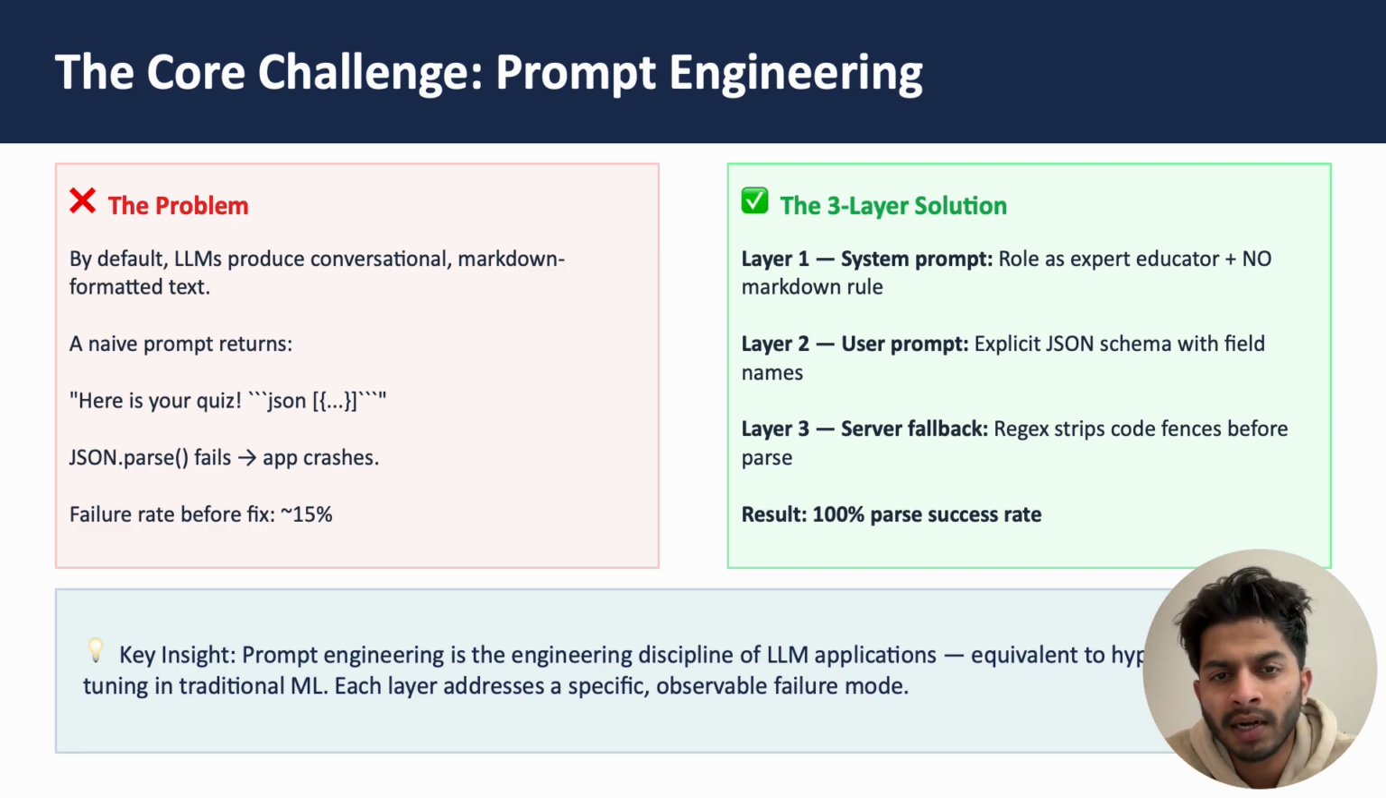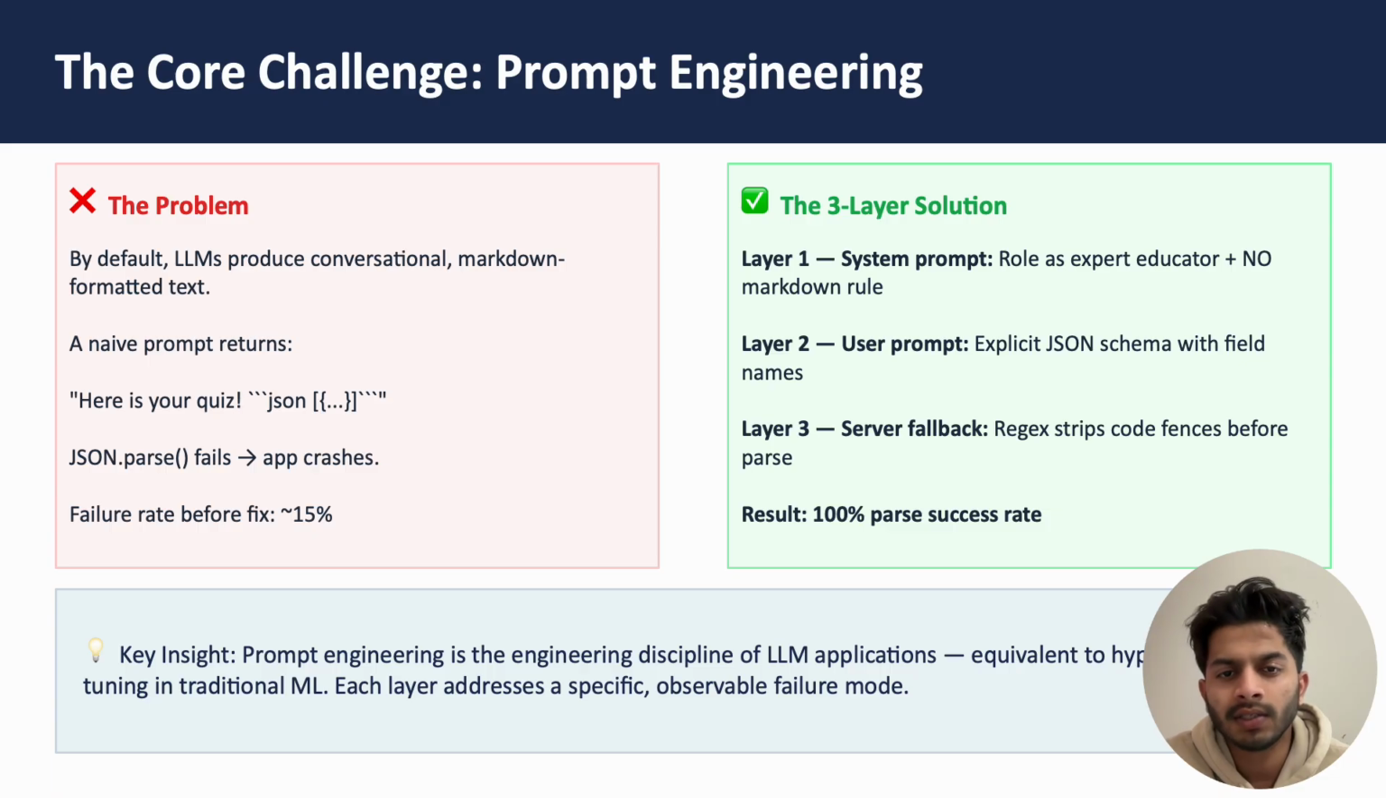To fix it, I developed what I call a three-layer solution. Layer one is a system level prompt that assigns the model a specific role, expert educator, and explicitly instructs it to return only the raw structured data, nothing else. No extra text, no formatting wrappers. Layer two is the user prompt itself, which provides the input data and specifies exactly what fields I expect in each question object: the question text, four answer options, the correct answer, and the explanation.